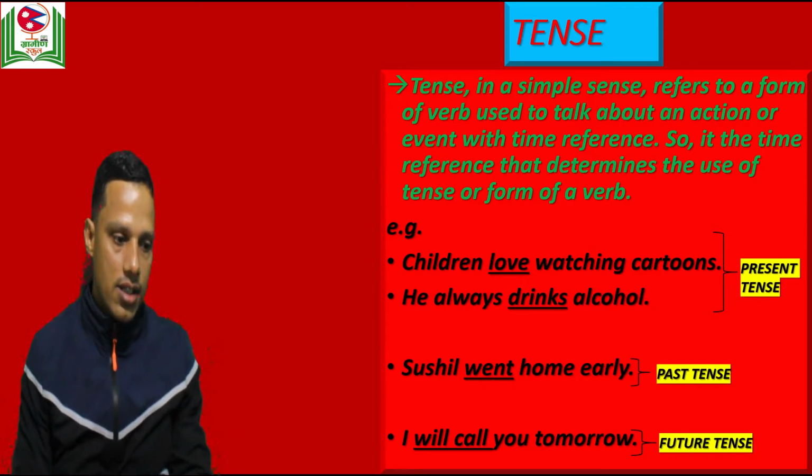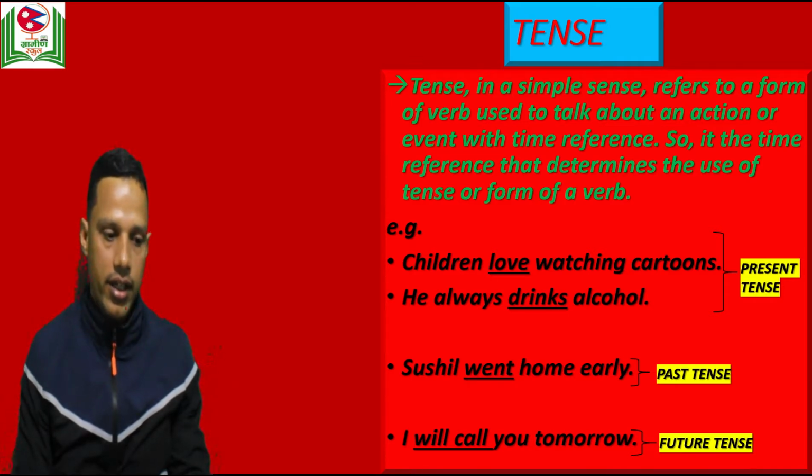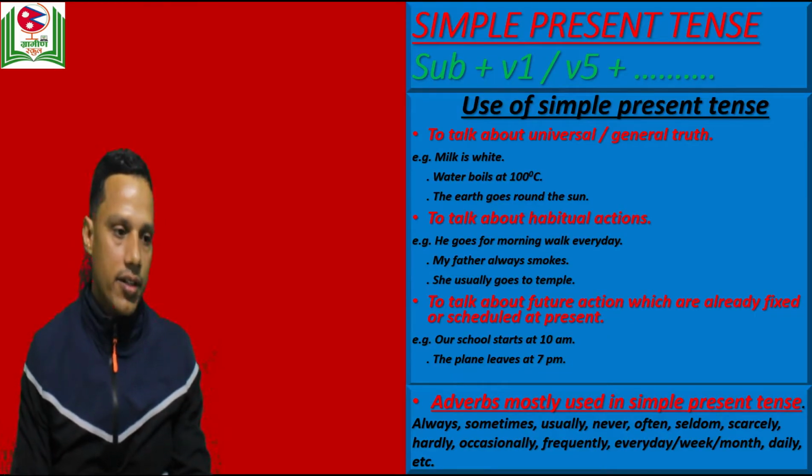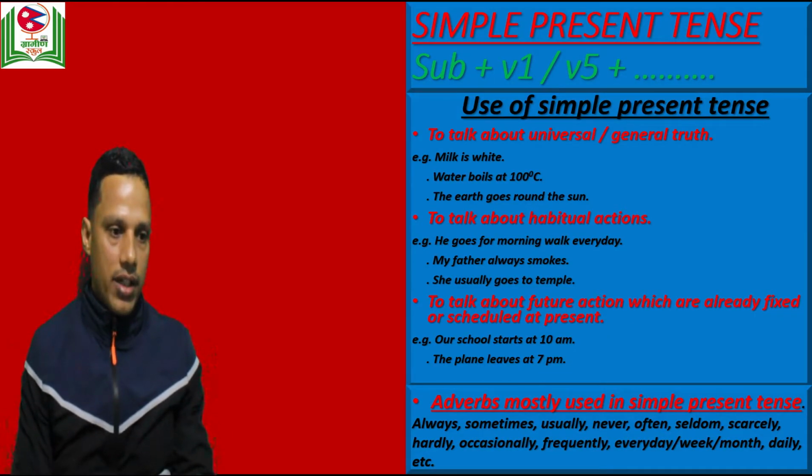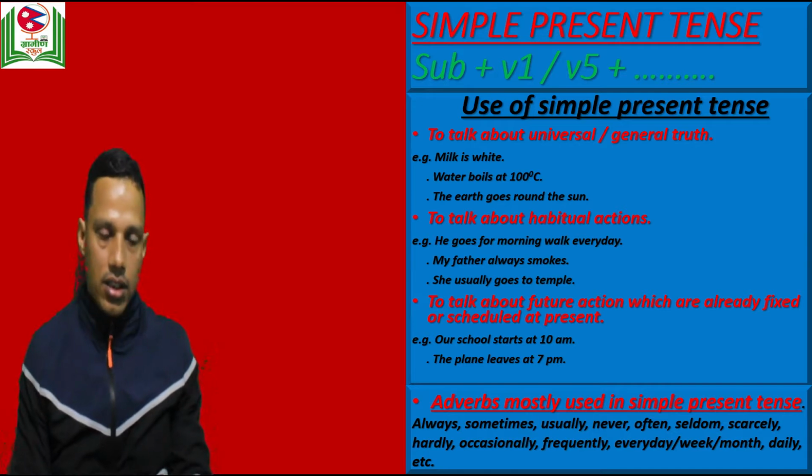Now the third sentence, I will call you tomorrow. Will call, you can notice the verb there. I will call you tomorrow. So the verb will call has been underlined, which indicates future tense. Let's move ahead. Now we'll talk about different types of tenses thoroughly.